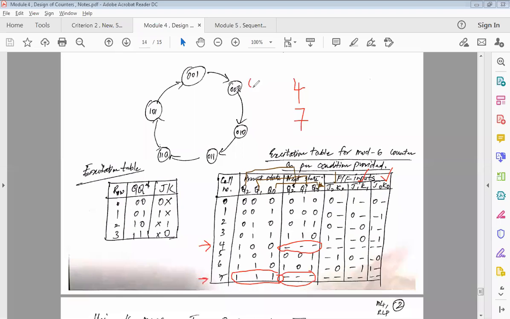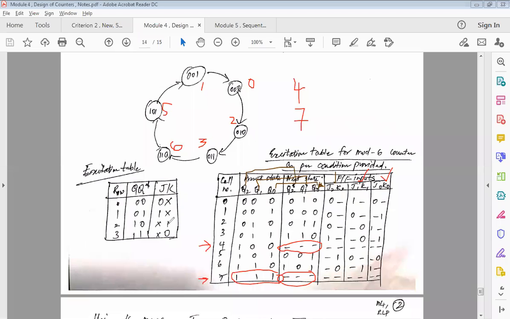You have 0, 1, 2, 3, 4 is not there, 5, 6, 7 we don't have, right? So ultimately, after this state, there is nothing. So I use a don't care.